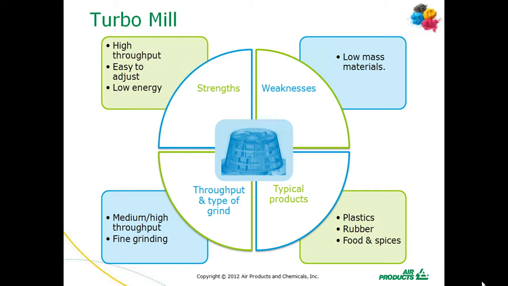The turbo mill is a high-volume, fine-grind technology. It can be easily adjusted to suit variable particle size requirements and has a relatively low power consumption. Often used in thermoplastic coatings, spice or rubber grinding, the turbo mill can suit many different materials and applications.